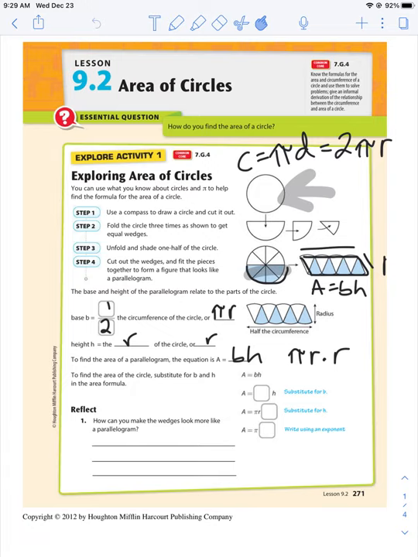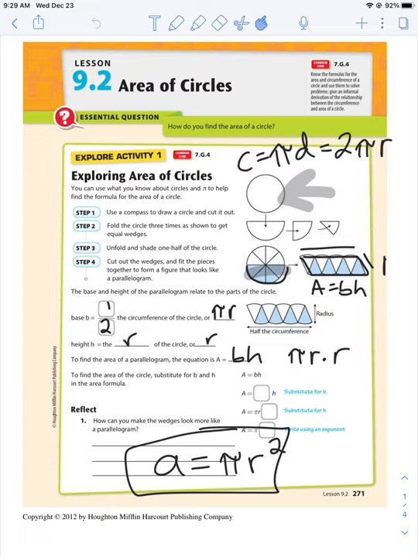And notice they broke that down here. So substitute pi r for the base and substitute r for the height. So the area of a circle is going to be pi r squared. That's the area of a circle, and an important thing to have written in your notes.